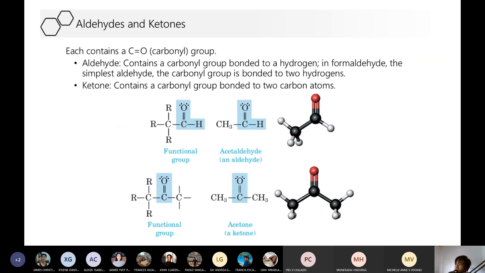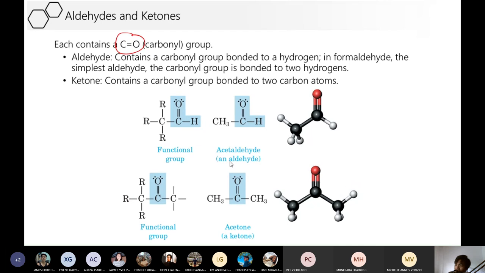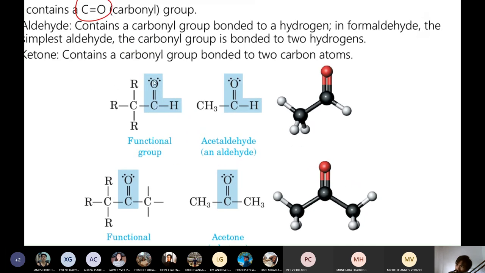Okay? Next one, aldehydes and ketones. So, ano yung mapapansin nyo na similar sa kanila? They both contain what's called the carbonyl group. So what is a carbonyl group? Carbonyl group is C double bond O. So pareho sila may C double bond O. So that means they are carbonyl groups. Pero kapag H yung nakadugtong sa carbonyl, sa C double bond O, kapag hydrogen yung nakadugtong doon, that's aldehyde. Pag carbon yung nakadugtong doon, that's ketone, okay? So, yun yung difference nila.